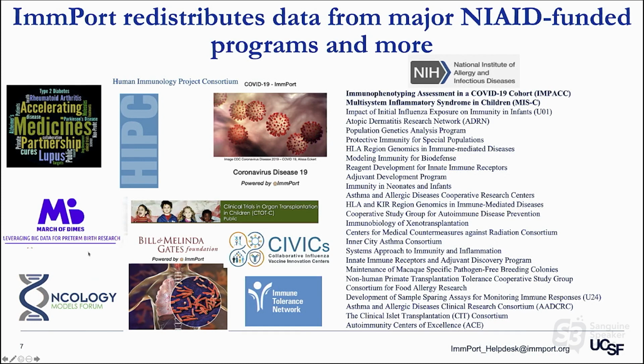From those arthritis and lupus patients. We also have some cancer immunotherapy data that's coming from the Oncology Models Forum, which collects data from various cancer models: genetically engineered, transplantation induced, and spontaneous mammalian models. So as you can see, the breadth of data, and there are many more. We are getting a lot of transplant data as well, and they're all getting submitted and shared through ImmPort.